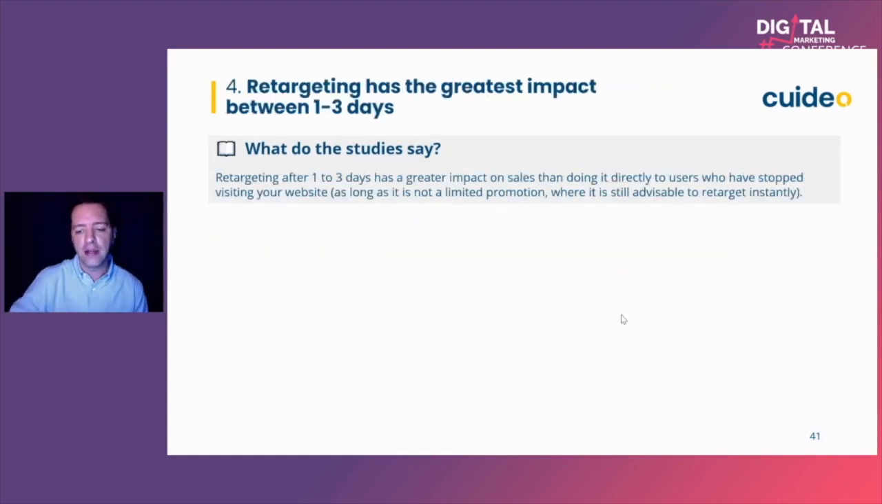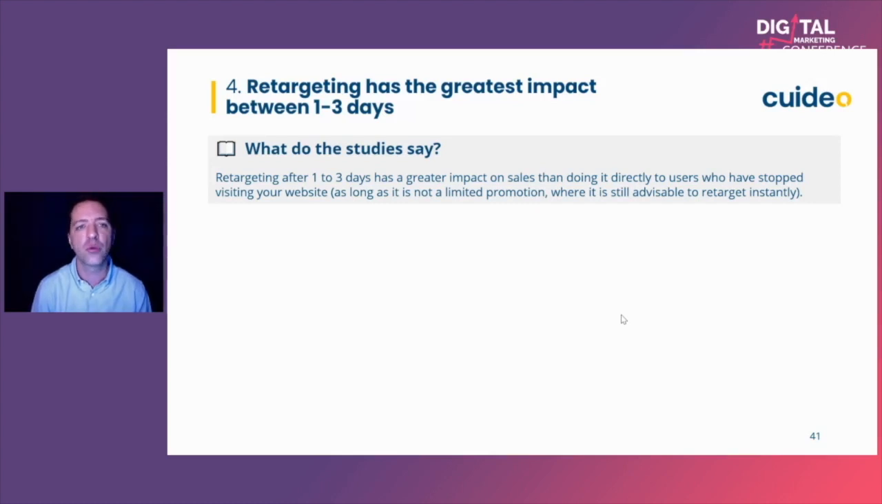And then the last one is retargeting. So retargeting also has a very good impact, right? Because we've obviously all been victim to retargeting strategies, right? So what do the scientific studies say?